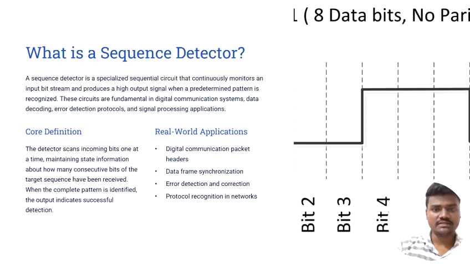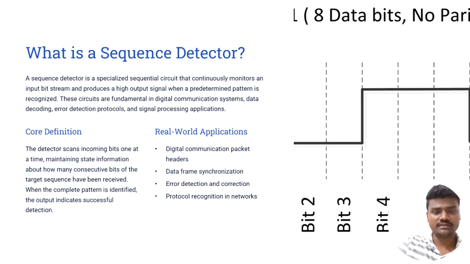What is a sequence detector? A sequence detector is a specialized sequential circuit that continuously monitors an input stream and produces a high output signal when a predefined pattern is recognized. These circuits are fundamental in digital communication systems, decoding, error detection, signal processing applications and code definition.